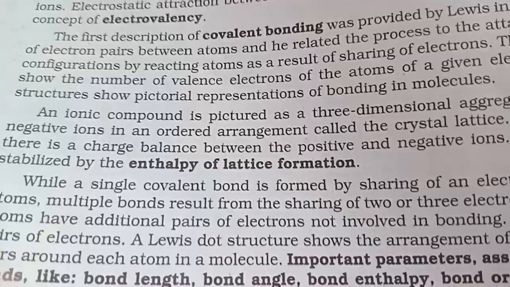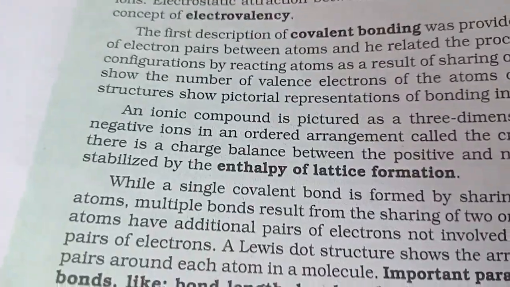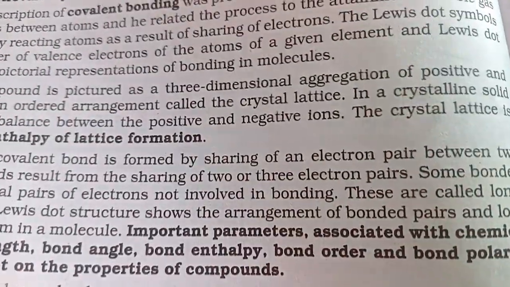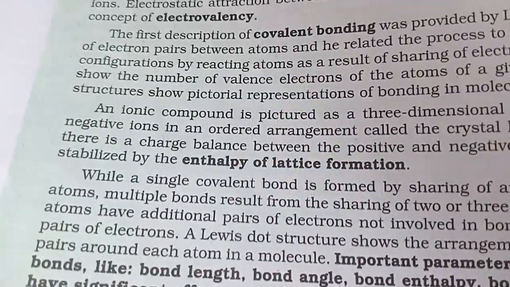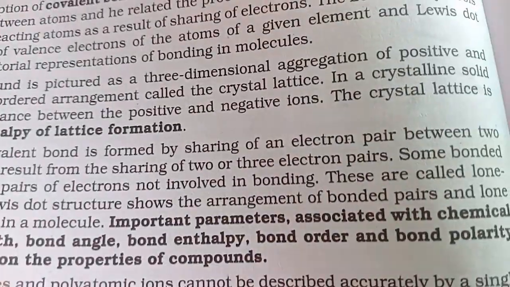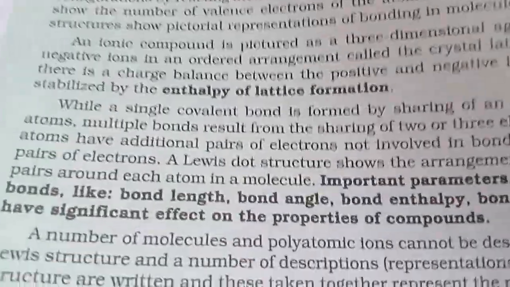An ionic compound is pictured as a three-dimensional aggregation of positive and negative ions in an ordered arrangement called the crystal lattice. In a crystalline solid, there is a charge balance between the positive and negative ions. The crystal lattice is stabilized by the enthalpy of lattice formation.